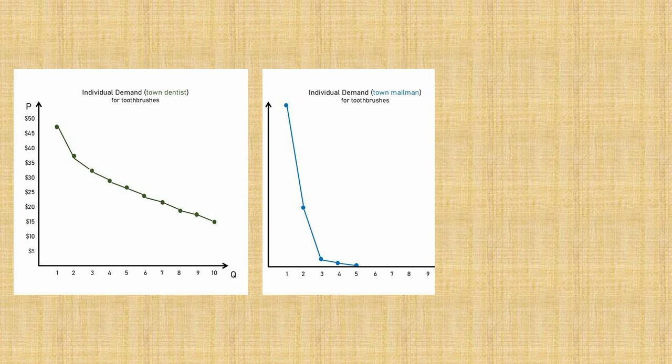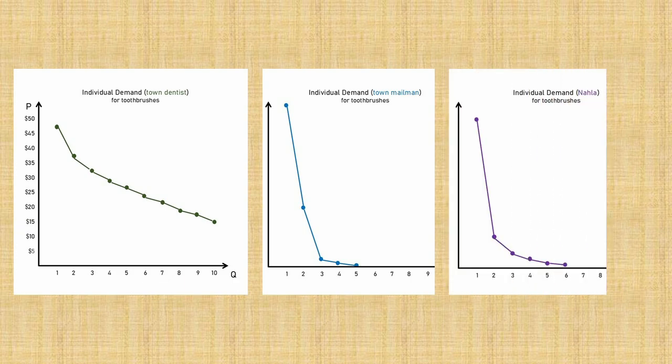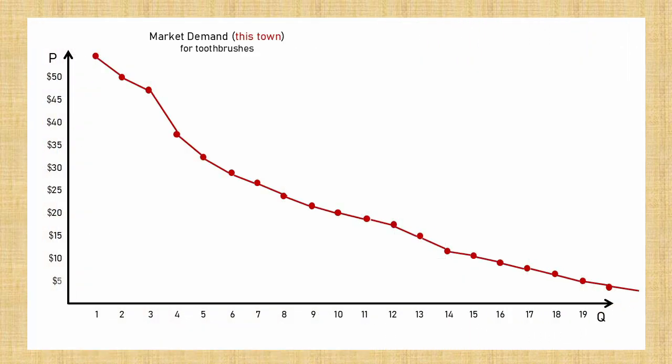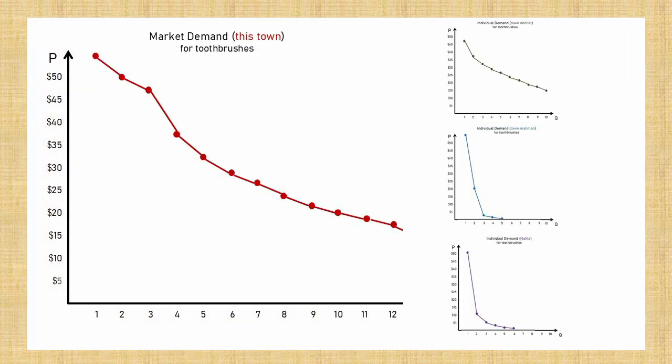If this is our dentist's individual demand curve for toothbrushes, and this is our mailman's individual demand curve for toothbrushes, and along with Nala, they are the only 3 people in town who would ever even consider buying a toothbrush, then we get the overarching macroeconomic demand curve for toothbrushes by adding them all together like this. A market usually has more than 3 people in it, but you get the idea.